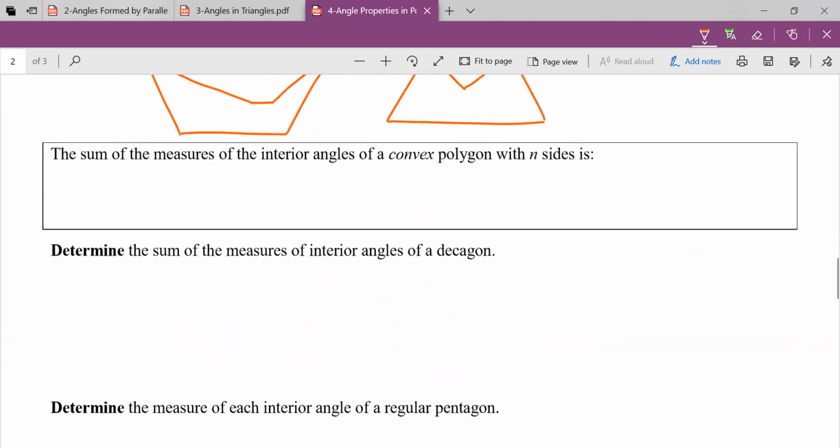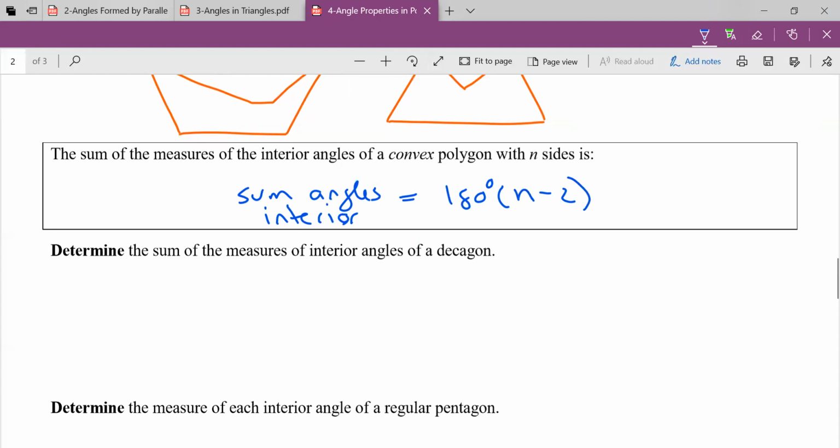The first thing we want to figure out here is, what do we know about the sum of the interior angles of a convex polygon? Normally there's an investigation you can do in the lesson and figure it out on your own. For the sake of time, I'm simply going to give you the formula here. The sum of the measures, so adding up all of the angles, the sum of the interior angles, is equal to 180(n - 2), where n is the number of sides.